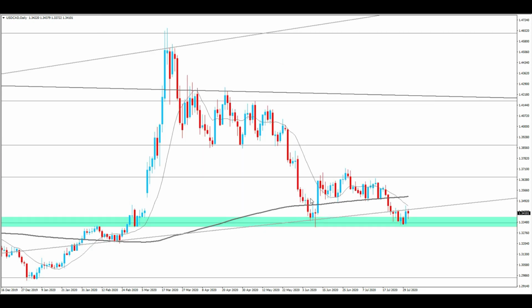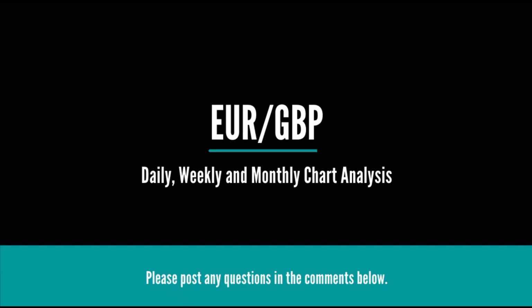We have come back to retest this area in the market, so looking for buy entries around here to continue the upwards trend in the weekly is sounding like a possibility. So that's what we'll be looking out for on USD CAD for the upcoming weeks. Okay, so we're going to move on to see what's happening with Euro GBP.